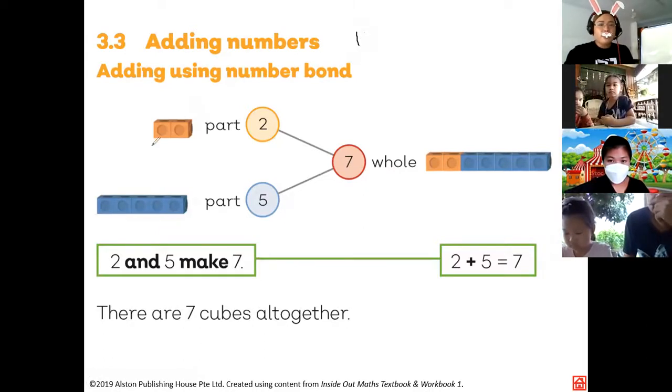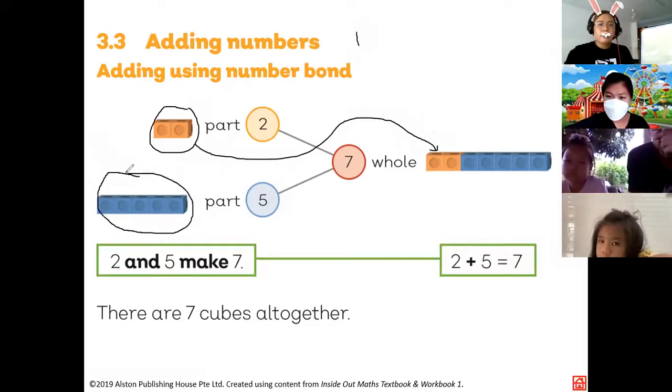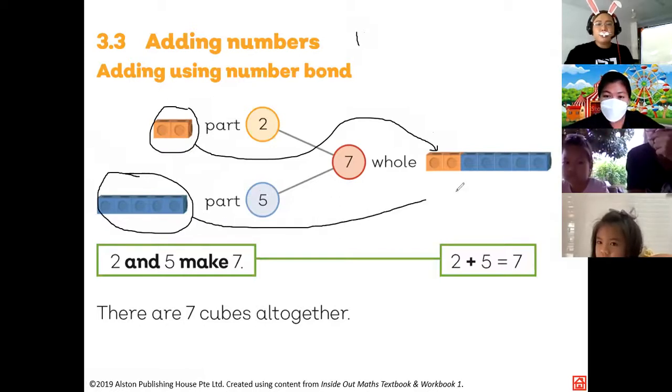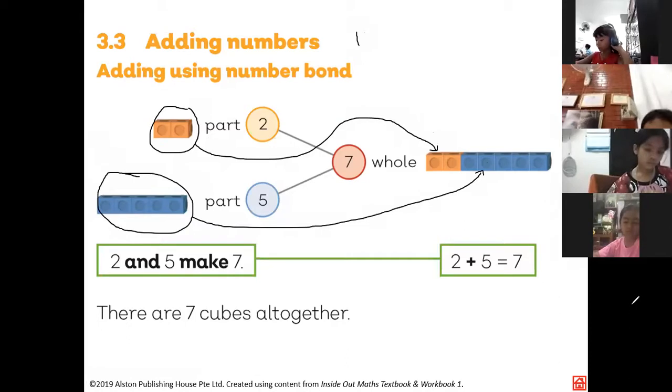Okay, so the 2 over here, this is the part from here. And the 5. Page number 42 on the textbook.